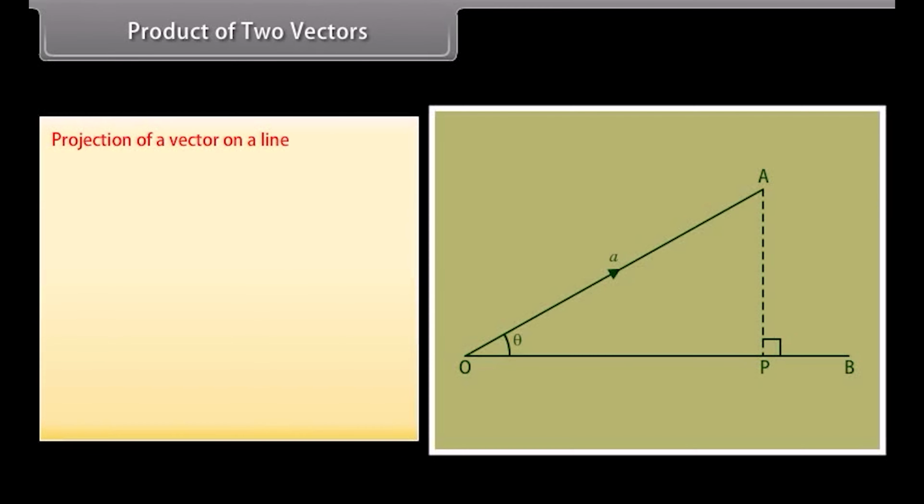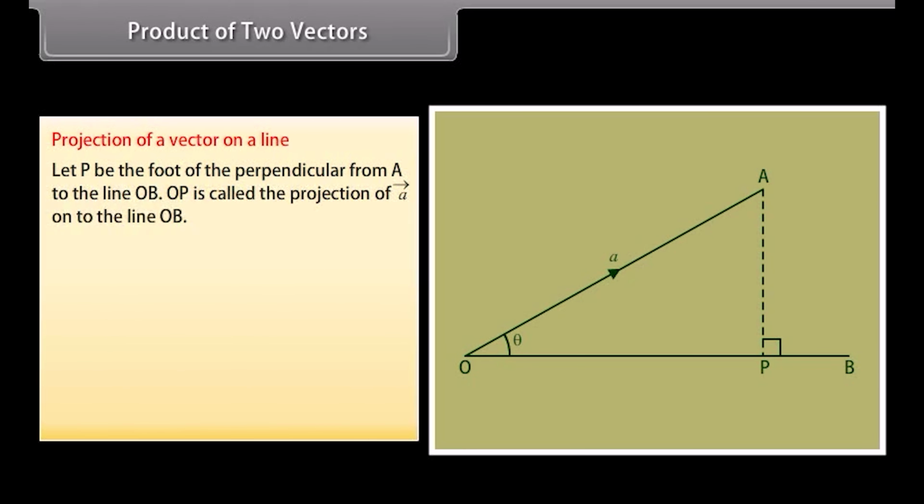Product of two vectors. Projection of a vector on a line. Let P be the foot of the perpendicular from A to the line OB. OP is called the projection of vector A on the line OB. Vector OP is equal to magnitude of vector A into cos theta, where vector A is equal to vector OA and theta is angle AOP.